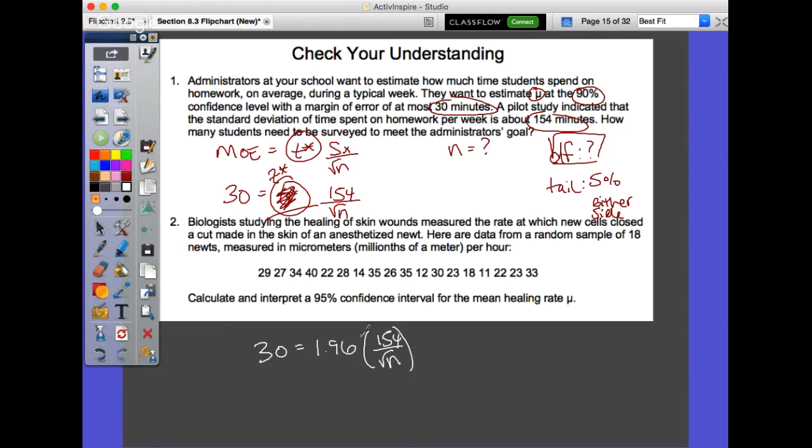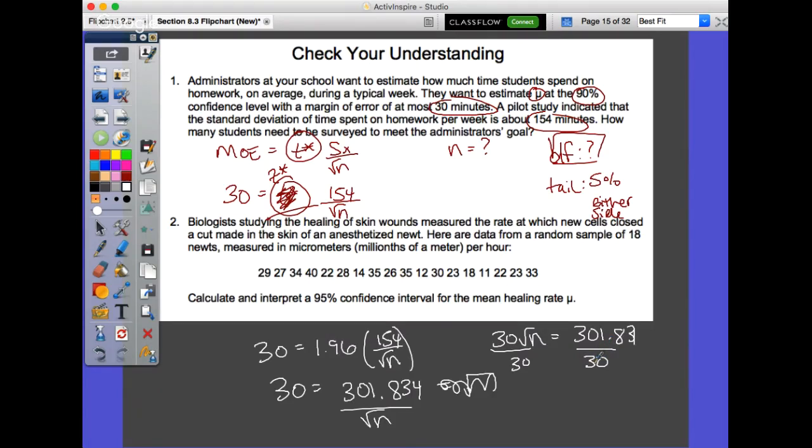What we end up getting is 30 equals 301.834 over the square root of n. My fault. We're going to multiply by the square root of n on both sides to get 30 square root of n equals 301.834. Then I divide by 30 and square it to get n by itself. Let me do this one more time: 301.83 divided by 30, and then square it. So I get 101.22, so I would say approximately 102.